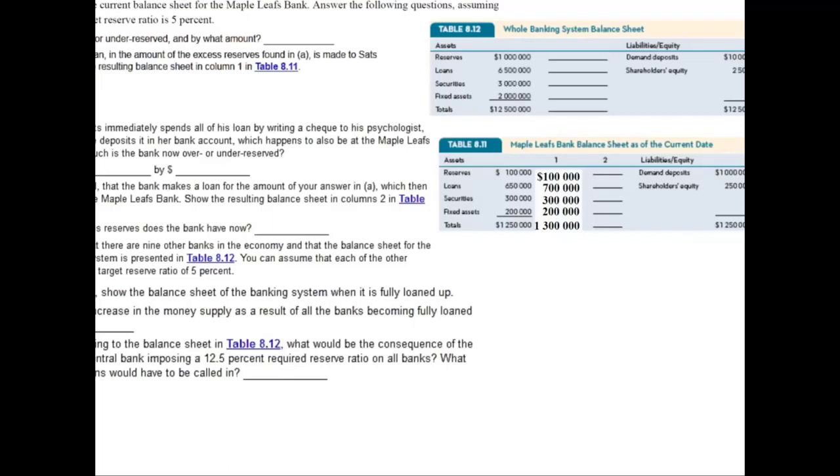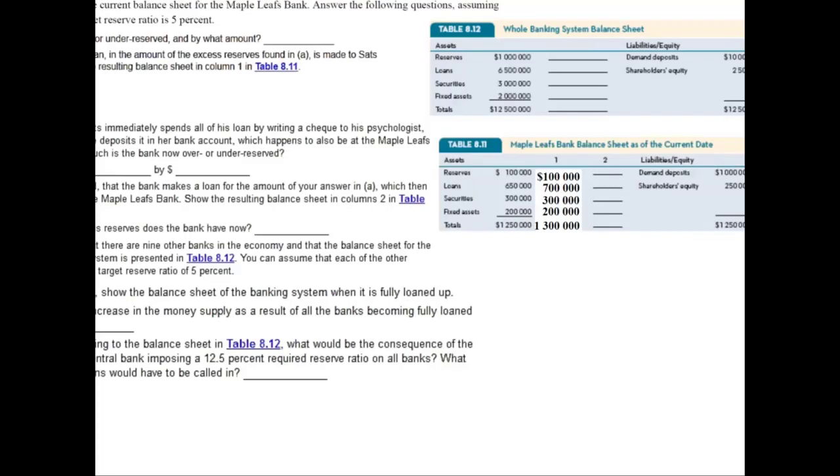So now in the next part of the question, it says, suppose that Sats immediately spends all of his loan by writing a check to his psychologist, Frida Freud. She deposits it in her bank account, which happens to also be at the Maple Leafs Bank. It's asking, by how much is the bank now over or under reserved? Okay, so the bank balance sheet is going to still look like this, right? And then on the right here, we have this here is 1,000,005.